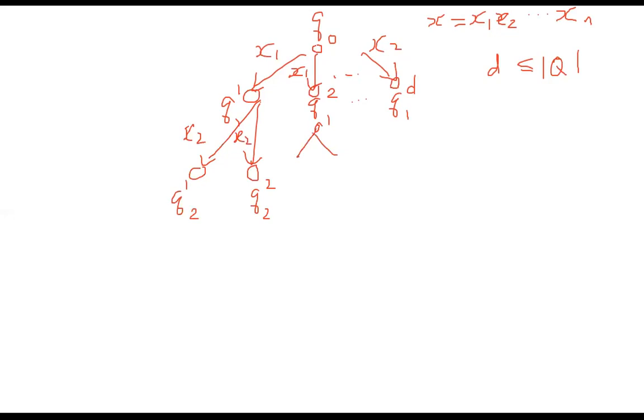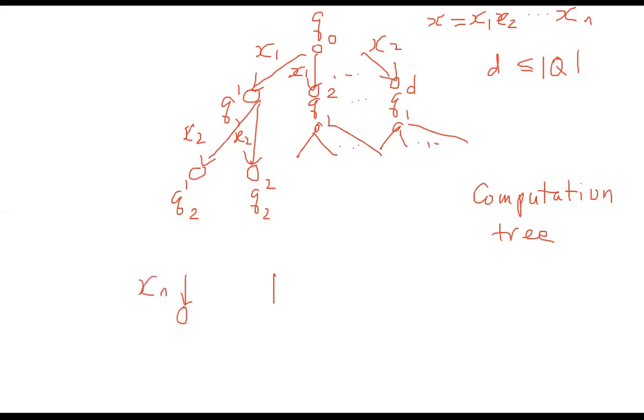Likewise, for each of these, you have its choices. So this is a tree. Sometimes we call it a computation tree. Then for each branch down to the leaf, so this is xn, there will be a lot of them. For each of these, if one of them is an accept state, let's say this is an accept state.